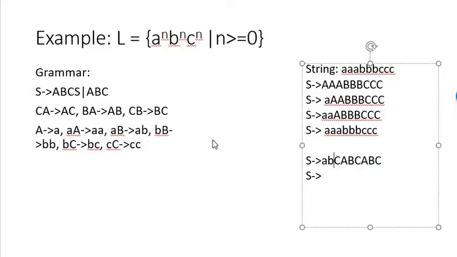So small a, small b. Then small b capital C should be replaced by small c according to this production. So small b, small c. Once again, I will replace this capital A by small a, and just as we generated this small abc, again small abc will be generated here. Again I will replace this capital A by small a, and again small abc will be generated here.